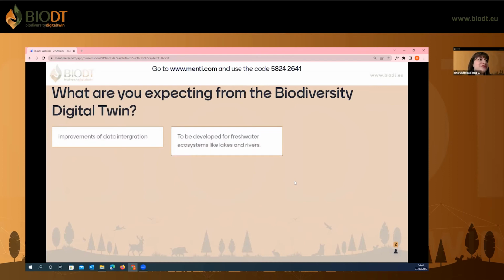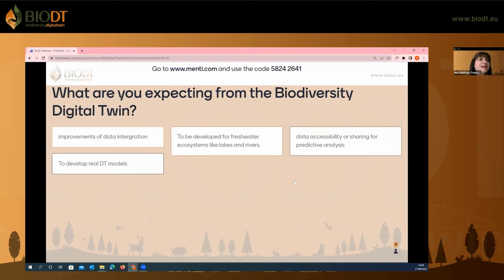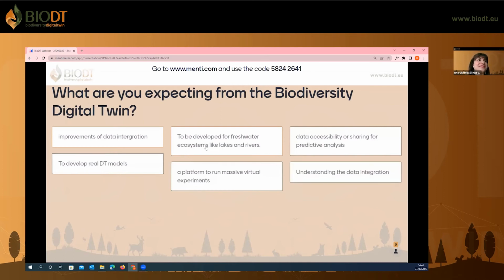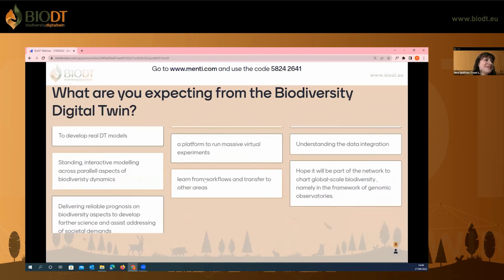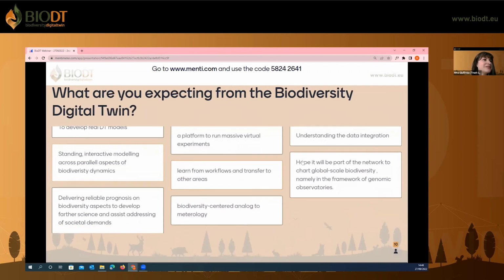We got 2 interesting comments so far. People would like to understand how to improve the integration between data, then also improve the point about data accessibility, and then we have some points about creating something linked to lakes and rivers, and developing real BioDT models. Other comments are about data integration, and delivering something reliable that can then be used for additional research.